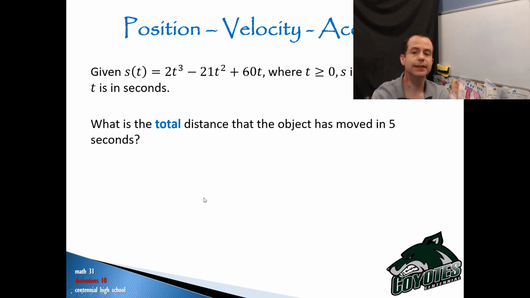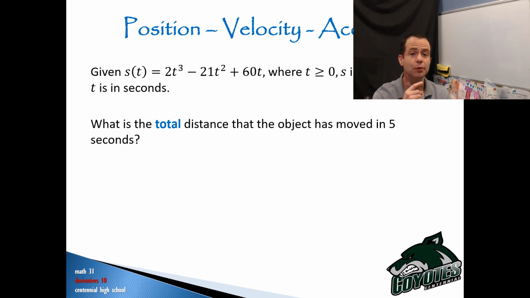What is the total distance that the object has moved in 5 seconds? You can't just place 5 in for t here, because if you just place 5 in for t, you're getting the movement at 5 seconds. You're getting the displacement at 5 seconds, but that's not the total displacement because you've changed direction, right?